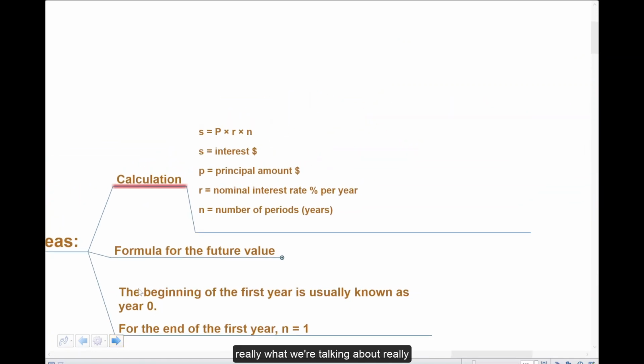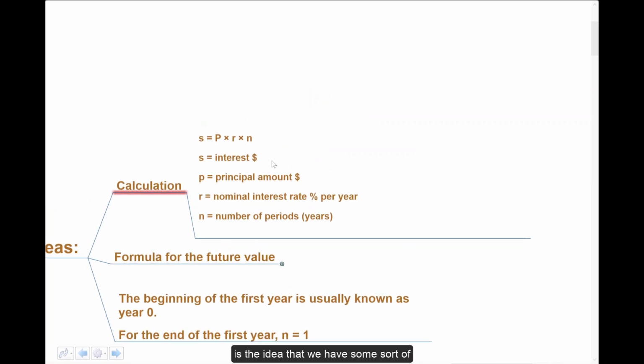Well, really what we're talking about is the idea that we have some sort of principal amount, a capital sum, and we're simply trying to work out what the interest would be at a given nominal rate over a period of years, let's say. So the formula we see is S, the interest in dollars, is the principal times the nominal interest rate times the period. So pretty straightforward.